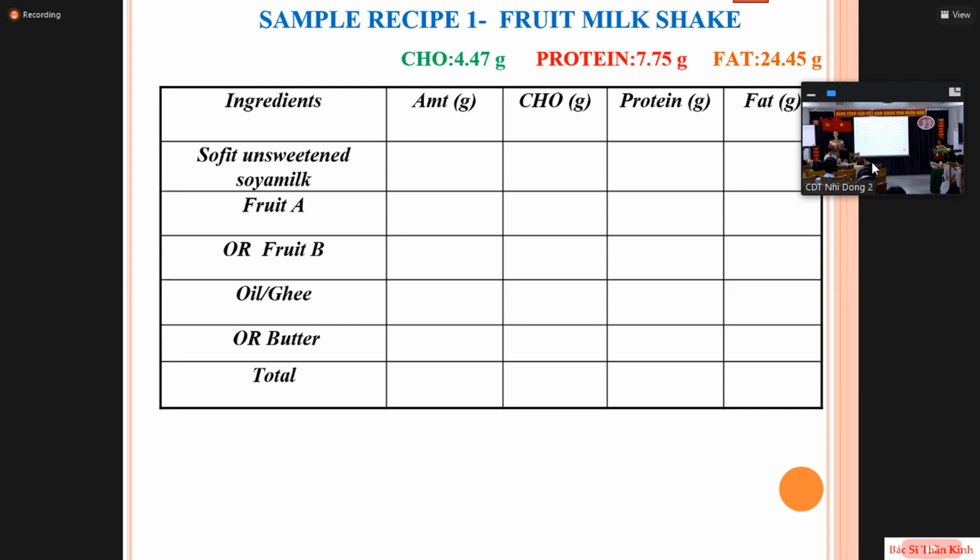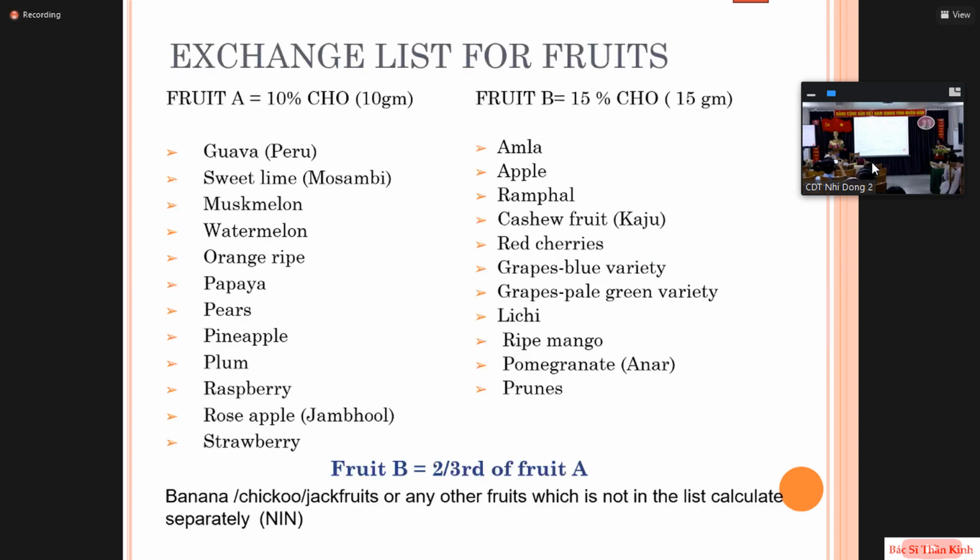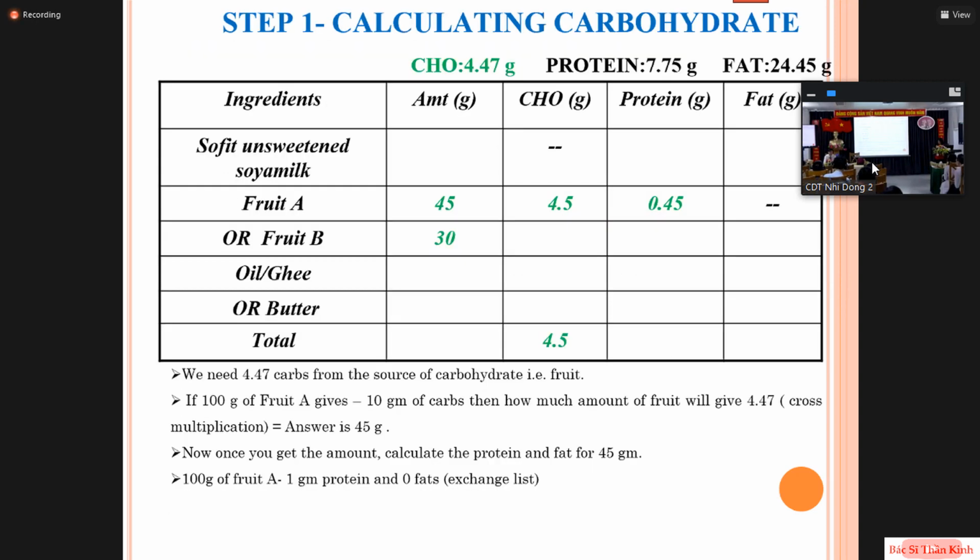We're using fruit A or fruit B. Now, mainly at our center, we have divided the fruits into 2 categories on the basis of the carb intake, which I'll be explaining later. Okay, so I can explain it right now. This is the exchange list for fruits, on the basis of the carbohydrate content. Fruit A has about 10 grams of carbohydrates, and fruit B has 15 grams of carbohydrates per 100 grams. So fruit B is 2/3 of fruit A. We give this list to all our patients, so it's easy for them to choose whichever fruits they want from the list.